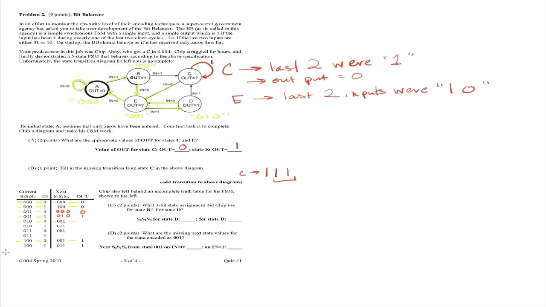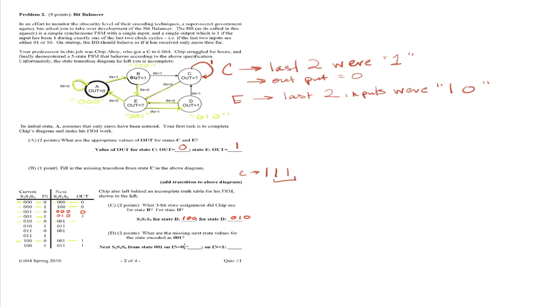Okay, so now I think we have some information to answer part C. It says, what are the 3-bit state assignments for state B and for state D? So for state B, we determined that was 1, 0, 0. And for state D, we determined that was 0, 1, 0.